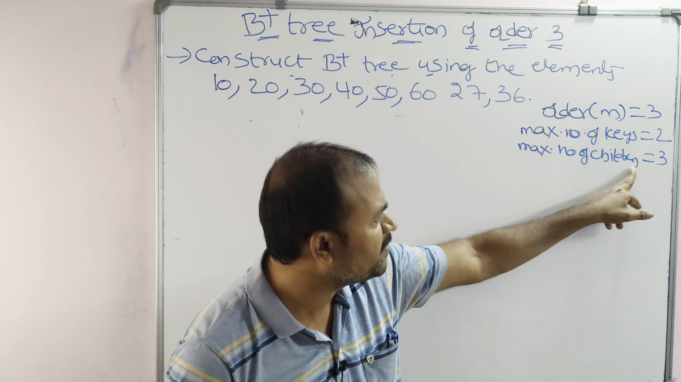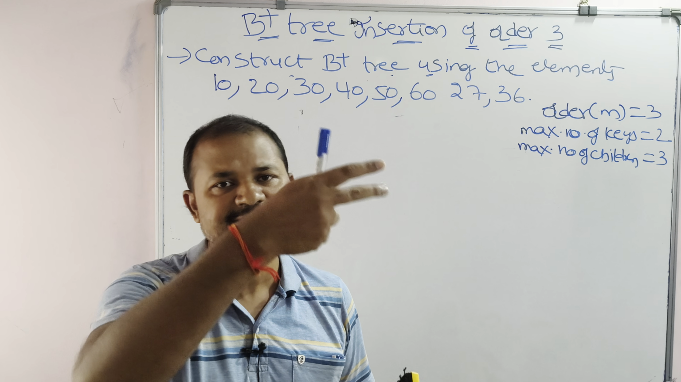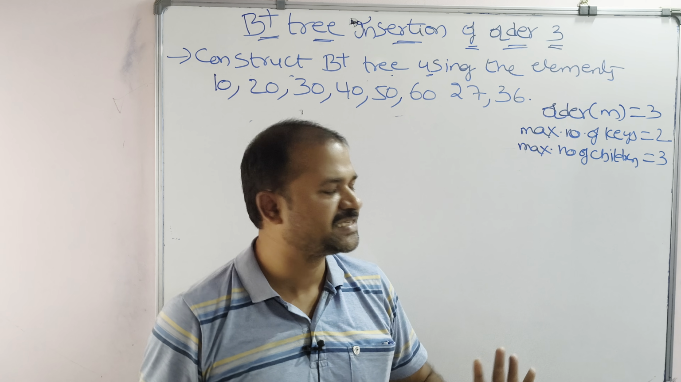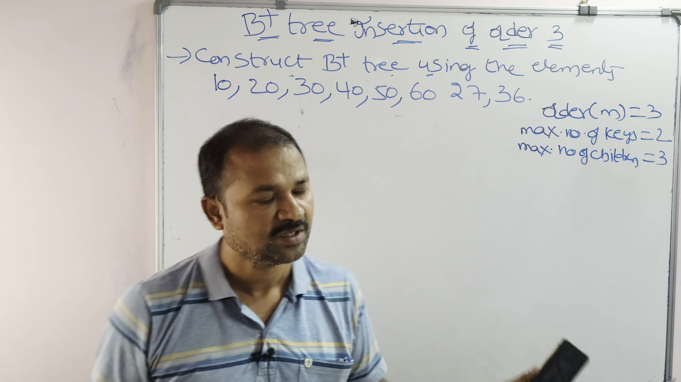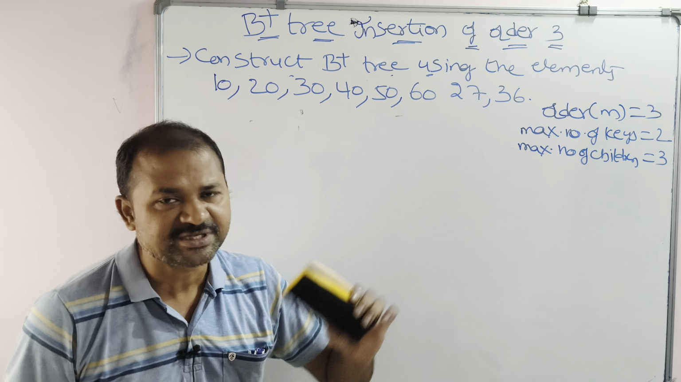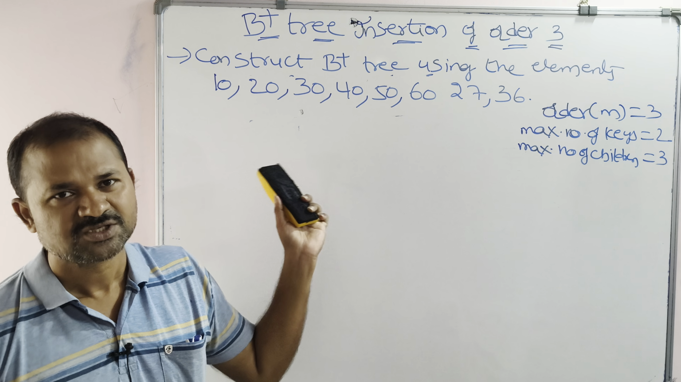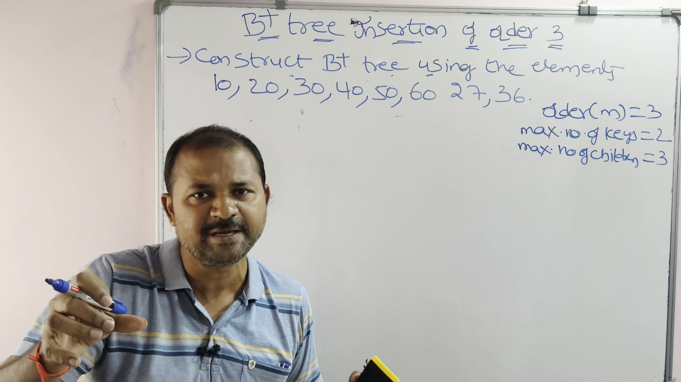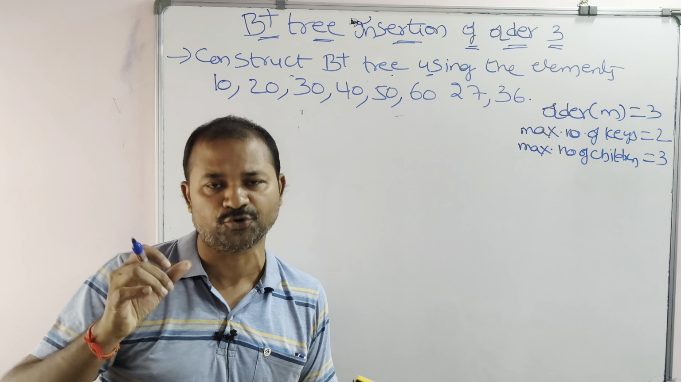Next, the maximum number of children is nothing but the m value. Here m is given as 3. So the maximum number of children is 3. Let us construct a B plus tree using these elements. Just like the B tree, here also insertion will be performed on the leaf node.